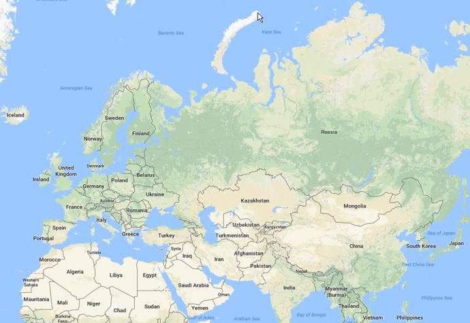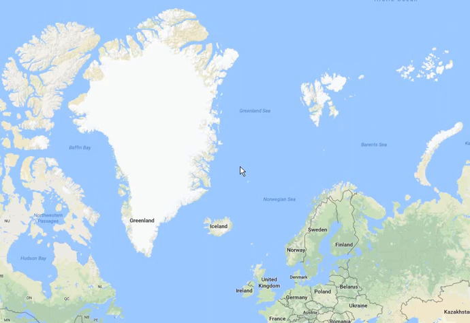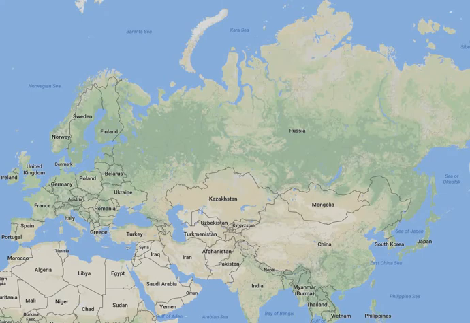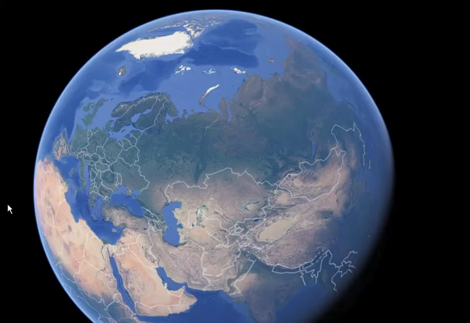In fact, if we pull Greenland up here, Greenland is completely stretched out because of the map projections and the fact that you can't flatten a round object without creating distortion. So when we look at Russia, we can see that it's really stretched out and it's bigger than it actually appears. If we look at a straight-up satellite image of Russia, we're going to look at countries.